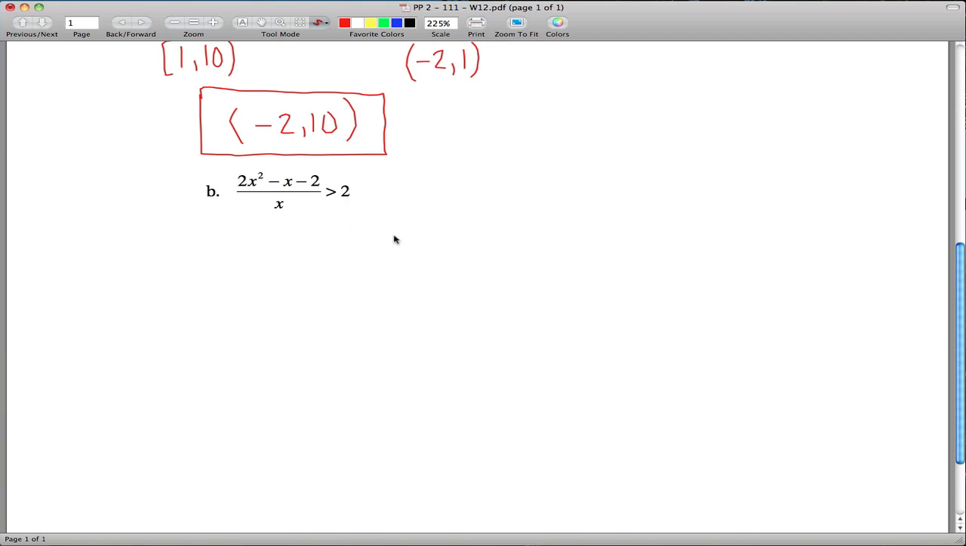Now the second one, this one's tricky. It's really tempting to multiply both sides of the equation by x, but that's not what you want to do. And the reason why is because it's not an equality. With an inequality, if you multiply by a negative, it flips the sign around. And we don't know if x is negative or positive. So what we do is subtract 2 from both sides.